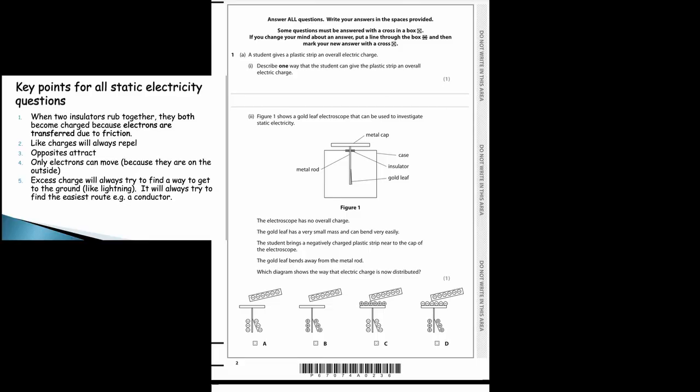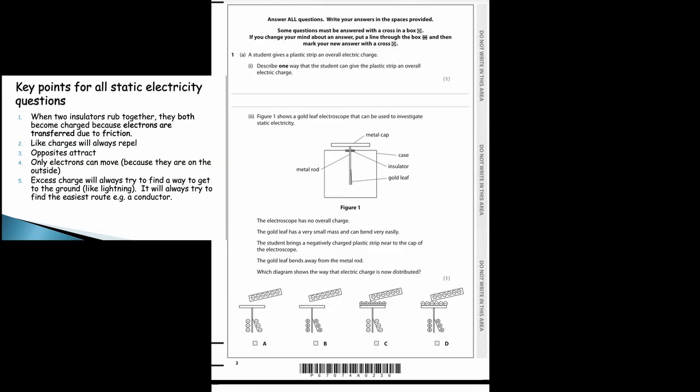Okay, hopefully that worked. So the things I'm always looking for in the static electricity questions are there should be some kind of insulators that are rubbed together. And if there are, I've got to always just say the same thing: electrons are transferred due to friction. I'm looking for, is there an opportunity to say that like charges are going to repel or opposites are going to attract? I've got to remember that only electrons are going to move. So if I make any reference to any positive charges moving or protons moving, anything like that, I'm going to get 0 for the question.